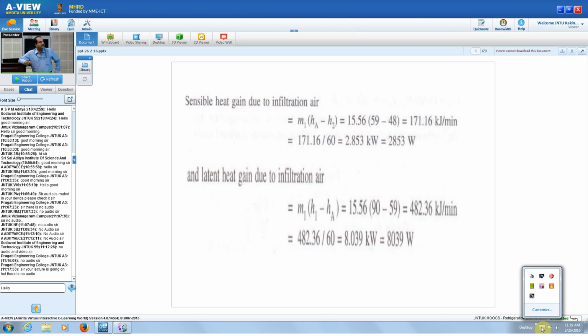And latent heat gain due to infiltration air, same formula, but instead of HA minus H2, it is H1 minus HA. In this, we will get the value of 482.36 kilojoules per minute. Then if we convert it to watts, it will be 8,039 watts. Okay? Next.